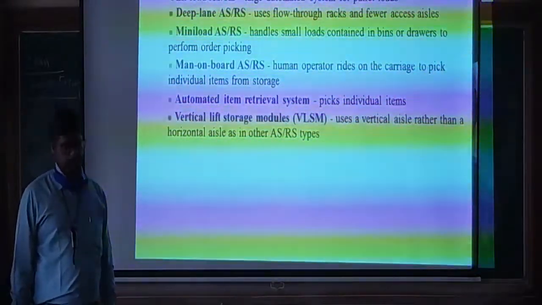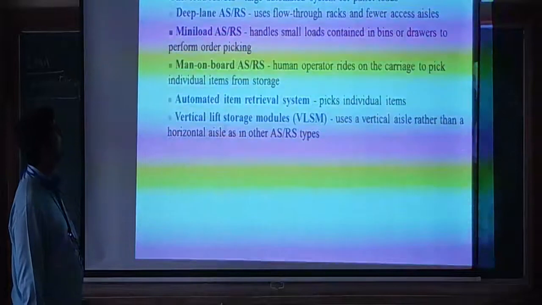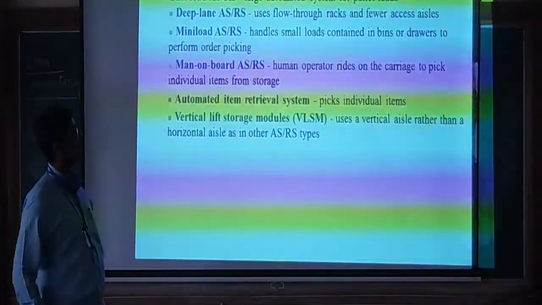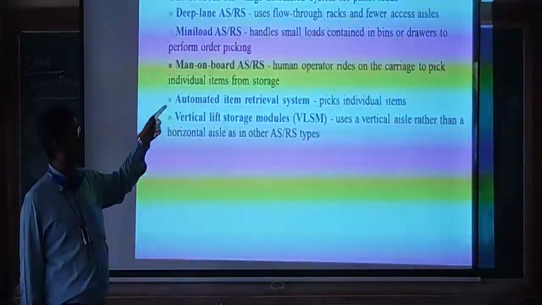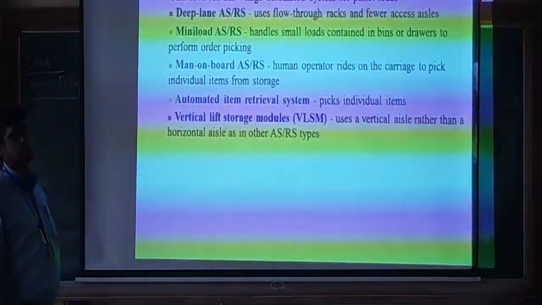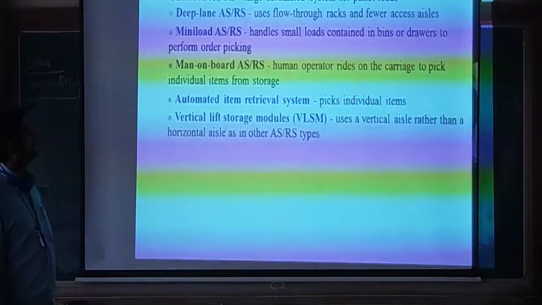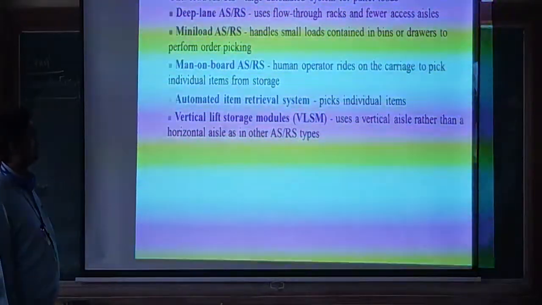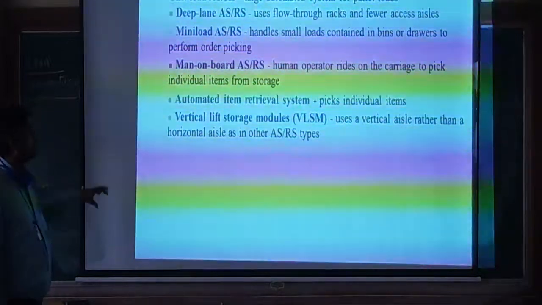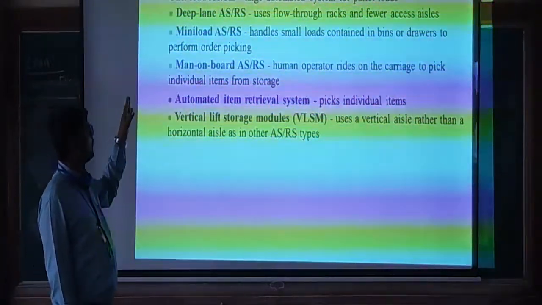So here these are the types of ASRS. The first one is the unit load ASRS, large automated systems for pallet loads. Deep lane ASRS uses flow through racks and fewer access aisles, and mini load ASRS handles small loads contained in bins or drawers to perform order picking.